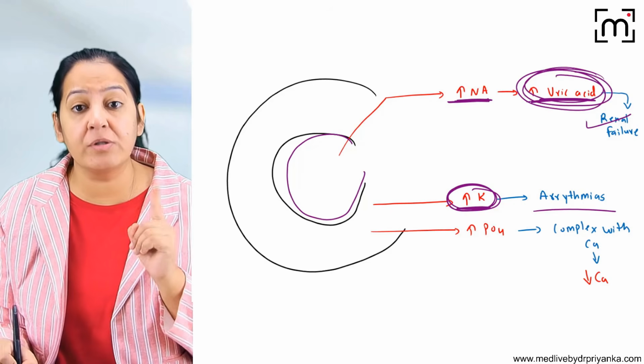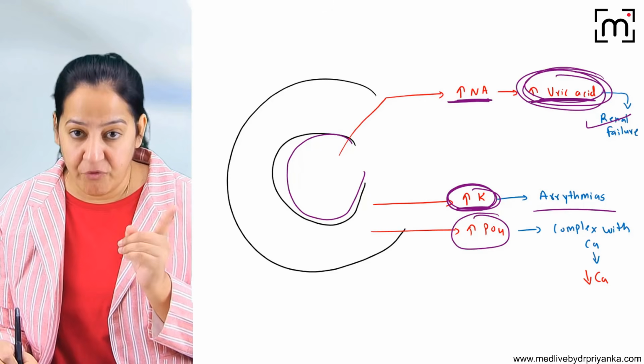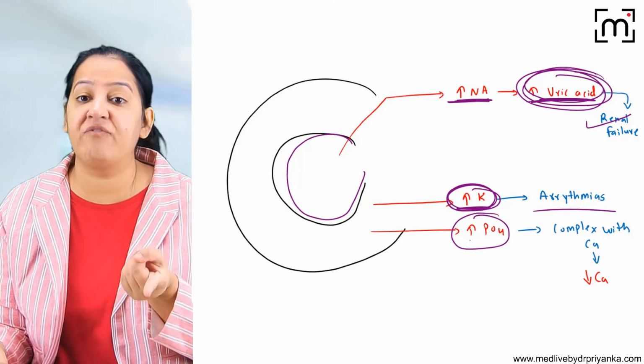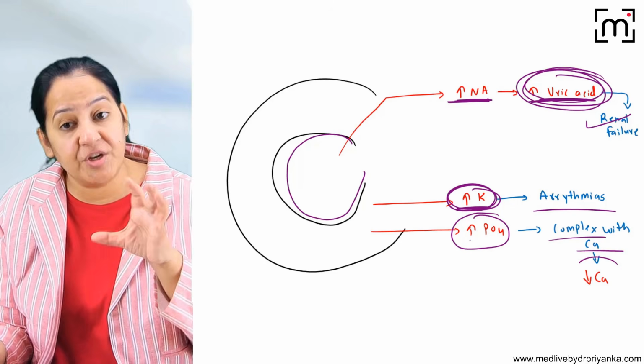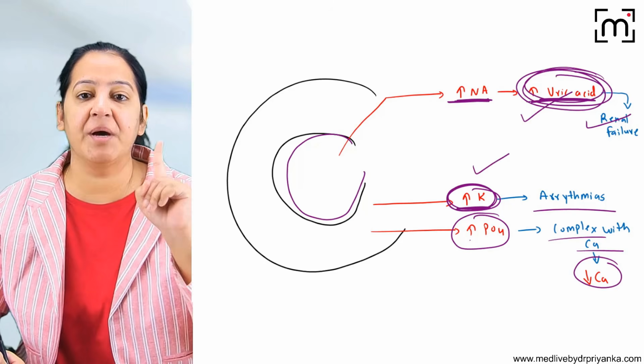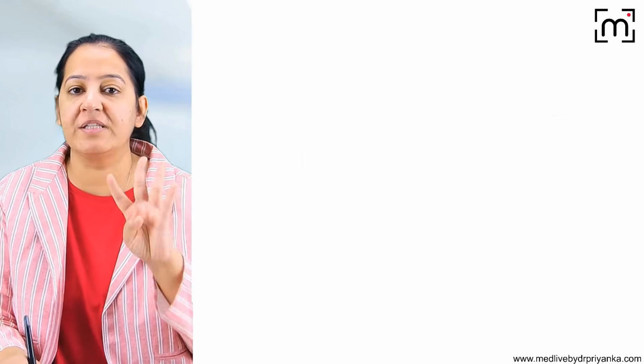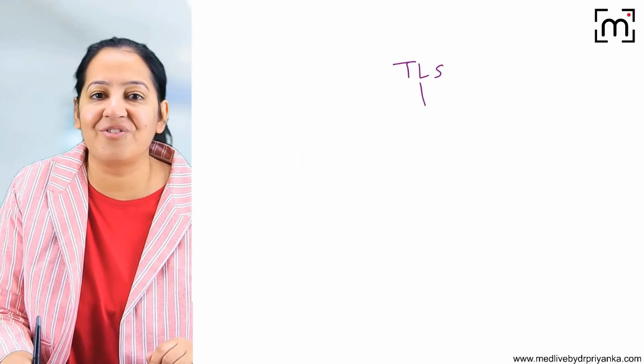And the cytoplasm also contains phosphate. So such patients have hyperphosphatemia. Now phosphate will come in the blood. In the blood, phosphate will combine with the calcium. So calcium level will fall. So the patient has hyperuricemia, hyperkalemia, hyperphosphatemia, and hypocalcemia. These are the 4 features of tumor lysis syndrome.